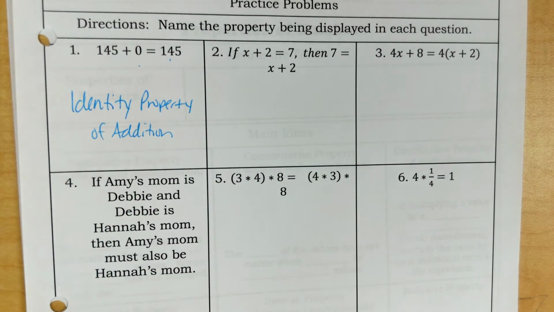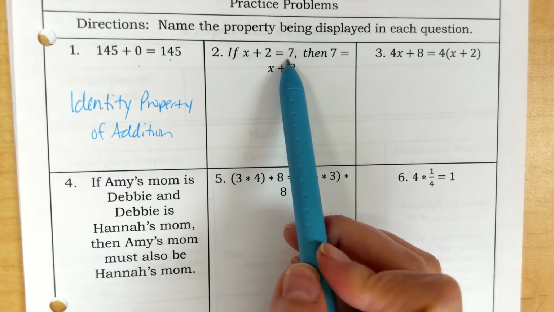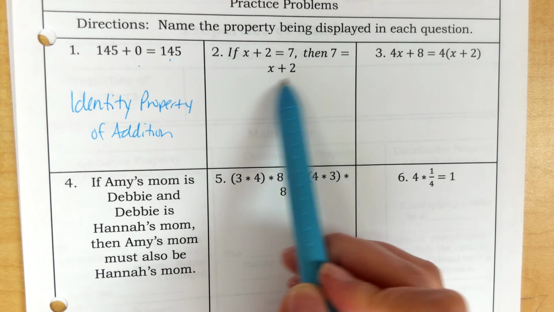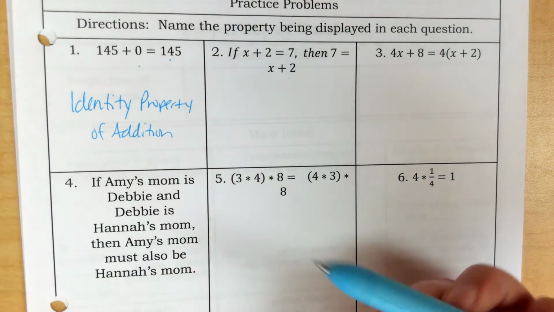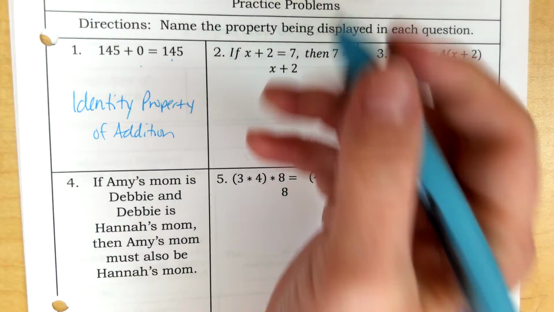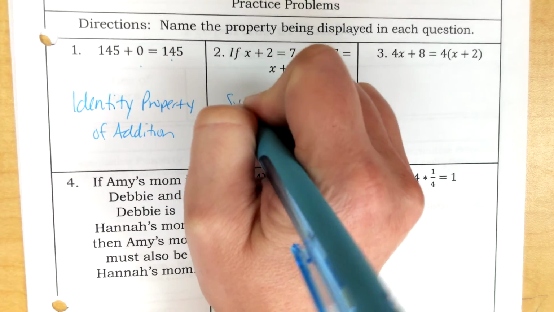On the second one, this is showing us that if x plus 2 is equal to 7, then 7 is also equal to x plus 2. So it doesn't matter which side of the equal sign things are on, as long as they're opposite each other, it's still a true statement. So this shows us the symmetric property.